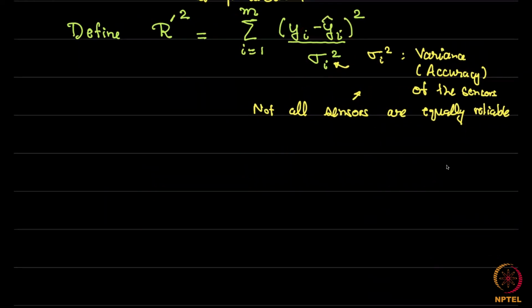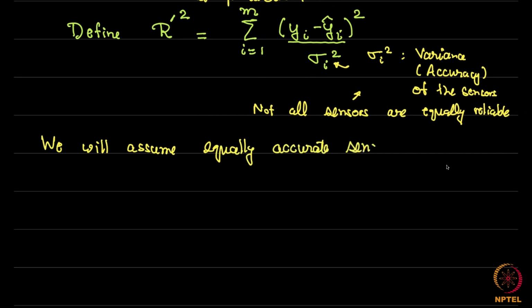But to start with, we will come to what is known as weighted linear regression, which gives this different type of emphasis, later. But to start with, we will assume equally accurate sensors. So that means we are going to assume sigma 1 equal to sigma 2, so on and so forth, up till sigma m equal to sigma.